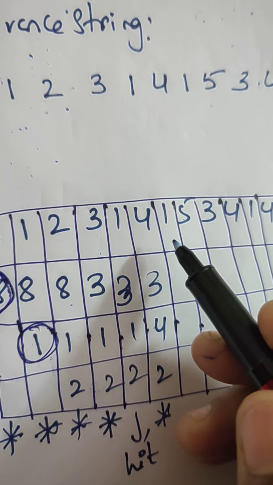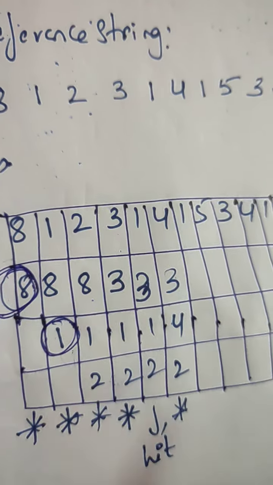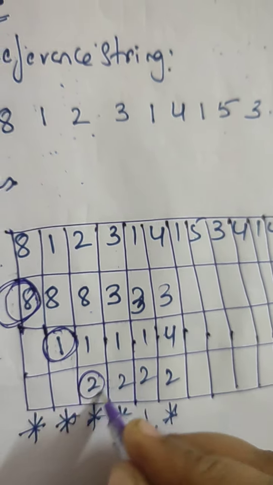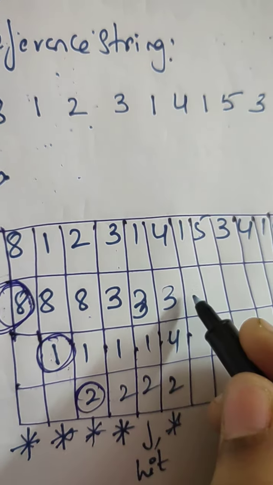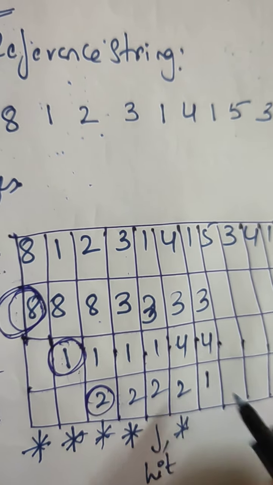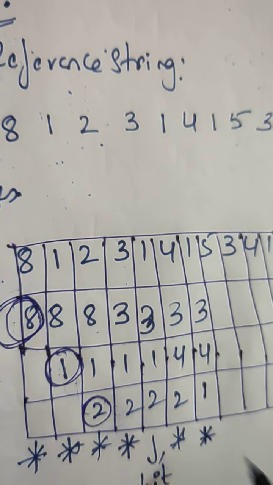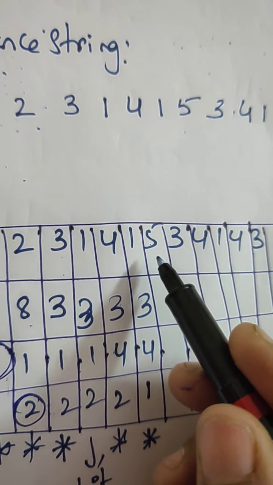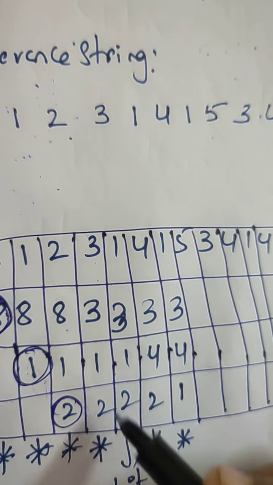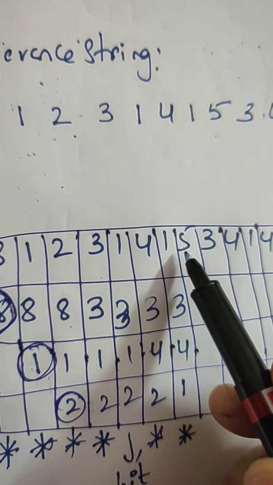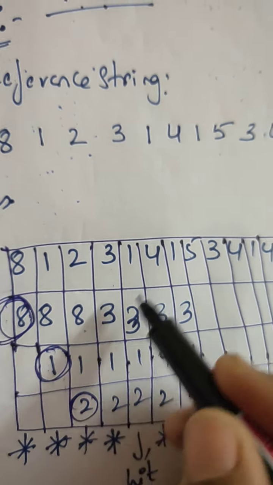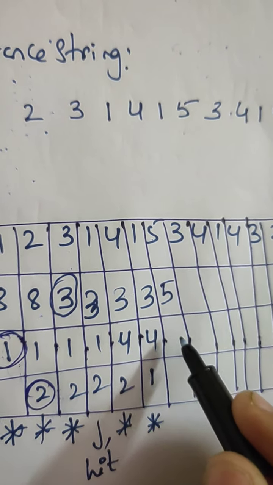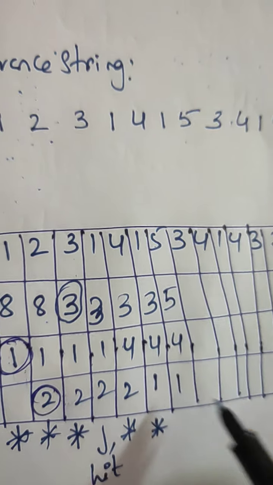Again, now the page 1 is there. After 8 and 1, the next entered is 2, so in the place of 2, add the page number 1, so 3 4 1. Now the next page is 5. Here the capacity is already full, so we have to replace. After 2, the 3 has entered, so in the place of 3 you put page number 5, so 5 4 1.